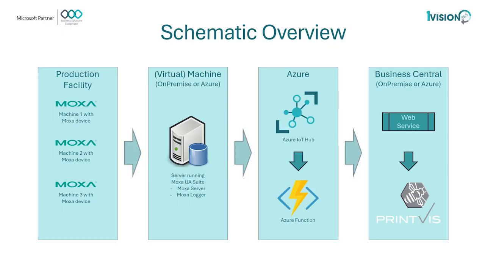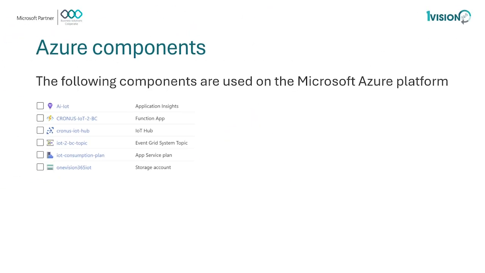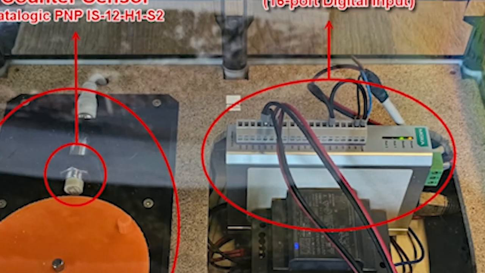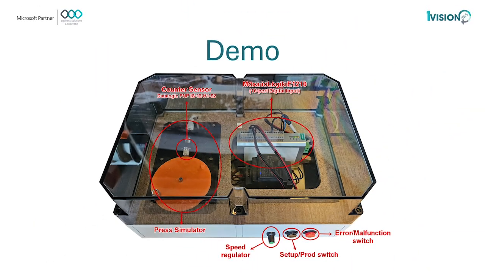This solution is unidirectional. Information flows from the Moxa device to PrintVis, not the other way around. Only a few components are required on Microsoft Azure, and they are automatically created and configured during the Moxa to PrintVis application setup. Let's jump into a demo of a Moxa device in action.